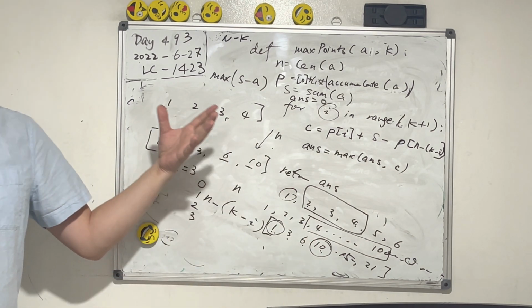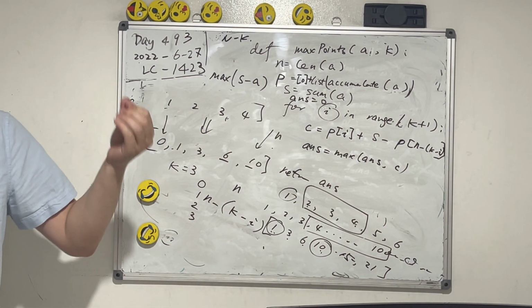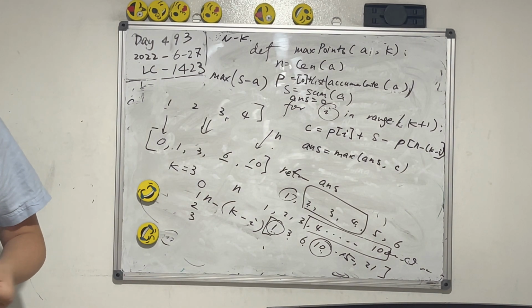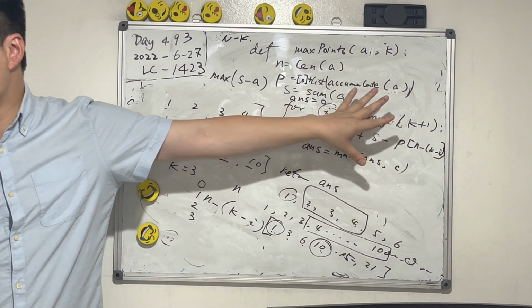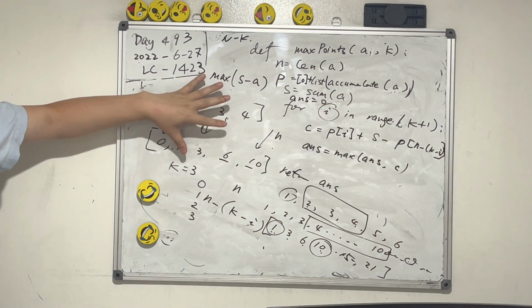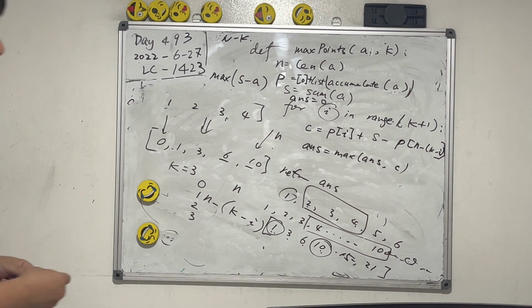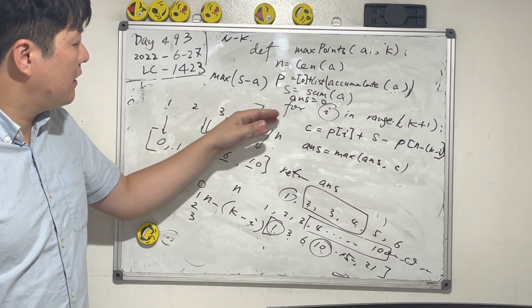But we also need the sum of the last few numbers. In order to do that, we use subtraction, right? We know the sum of all the numbers. We just need to subtract the sum of a few numbers from the front, then that will be the sum of the last few numbers. Am I right? Okay.